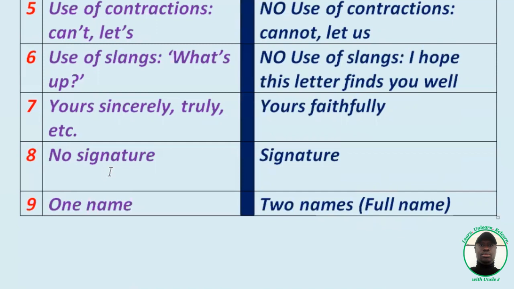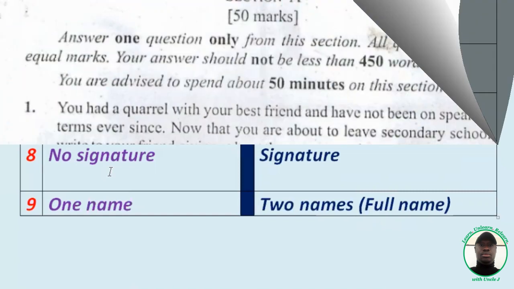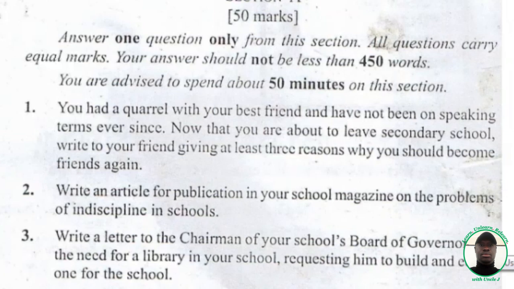When writing an informal letter, use one name at the subscription. It can even be your sobriquet, it can be your nickname. But when writing a formal letter, you must use your full name. Now, let me guide you on how to write a formal letter.